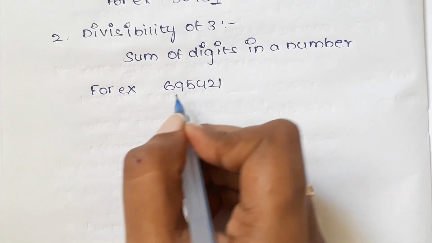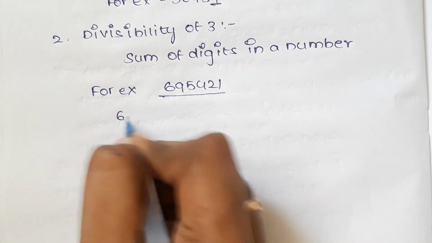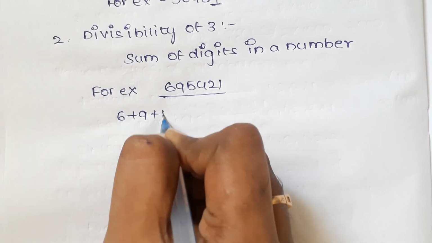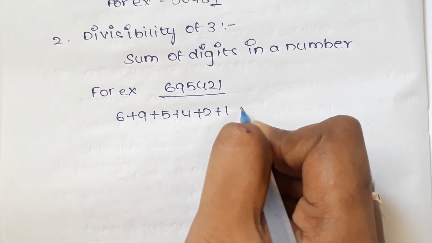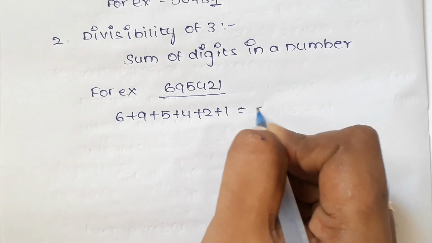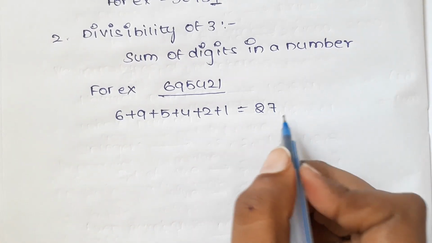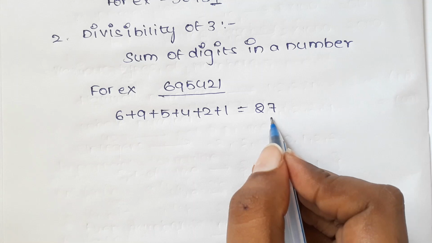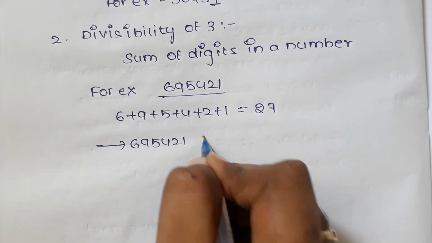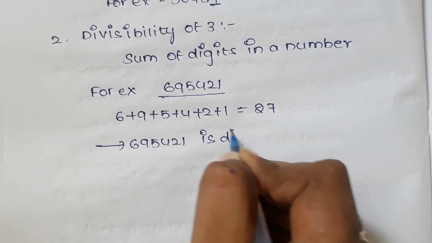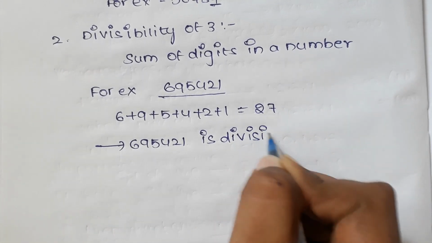Now let us see the sum of all the digits, that is 6 plus 9 plus 5 plus 4 plus 2 plus 1. When we add all these, we will get 27. And now we know that 27 is divisible by 3. That is, 695421 is divisible by 3.